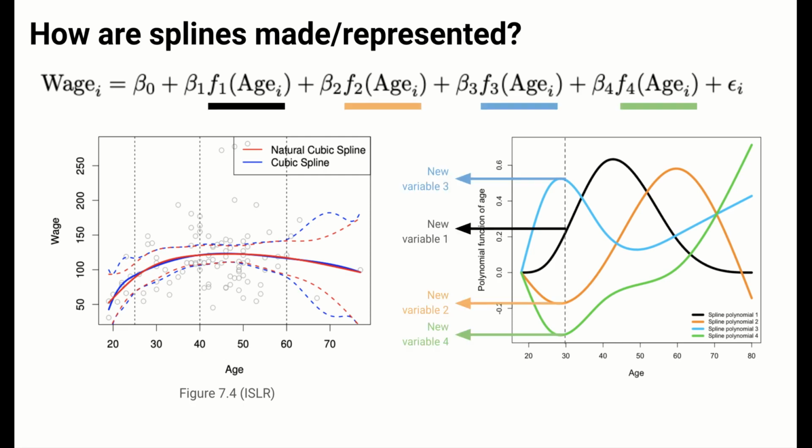For example, for a case whose age is 30 years, we would fill in their value for the 4 new variables by looking up the function value at age equals 30 for each of these 4 transformation functions. We do this for all cases to fully define the 4 new transformed predictors, and we'd use these new variables in ordinary least squares regression to estimate the best values for beta 1 through beta 4.